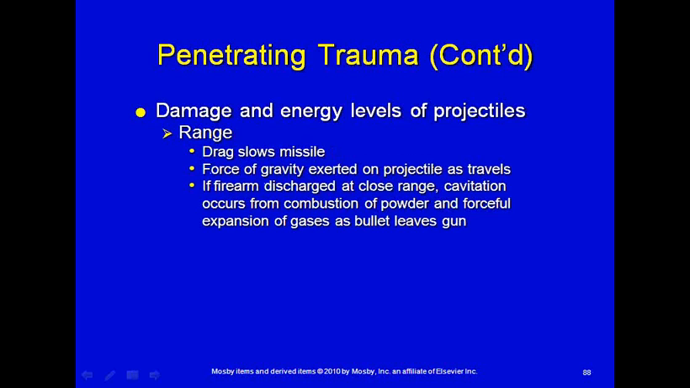Range, how far away you are from the projectile, certainly has an effect on the type of damage that it's going to cause. Drag is something that occurs as a result of air and gravity. It will slow the projectile down, and at some point it will stop. The force of gravity exerted on the projectile as it travels is known as drag. If the firearm is discharged at close range, then cavitation occurs, and then you'll have combustion of powder and forceful expansion of gases as the bullet leaves the gun as well.